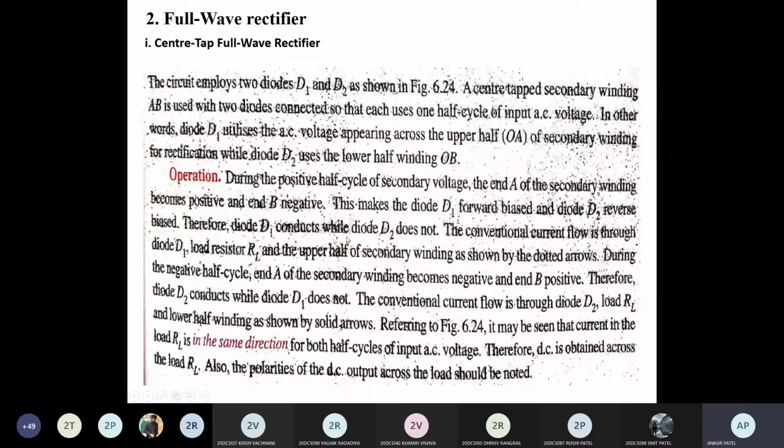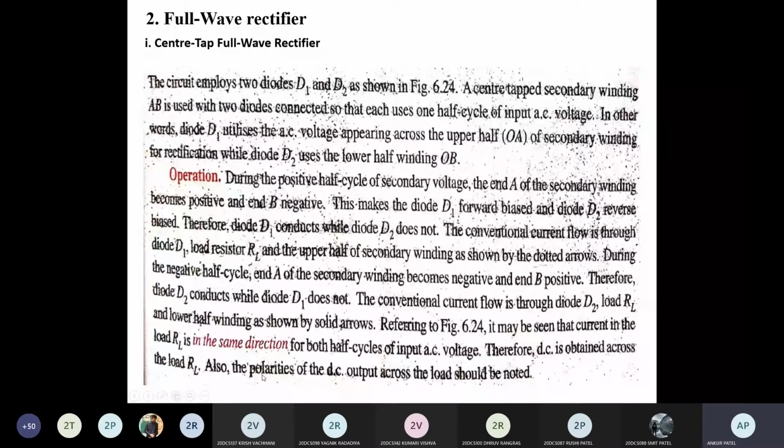During negative half cycle, the end A of the secondary winding becomes negative, and B is positive. Therefore, diode D2 conducts while D1 does not. The conventional current flow is through diode D2, load RL, and lower half winding as shown by the arrows. So it may be seen that the current in the load resistance is in the same direction for both half cycles of the input AC voltage. Therefore, DC is obtained across the load resistance RL. The polarity of the DC output voltage across the load should be noted.